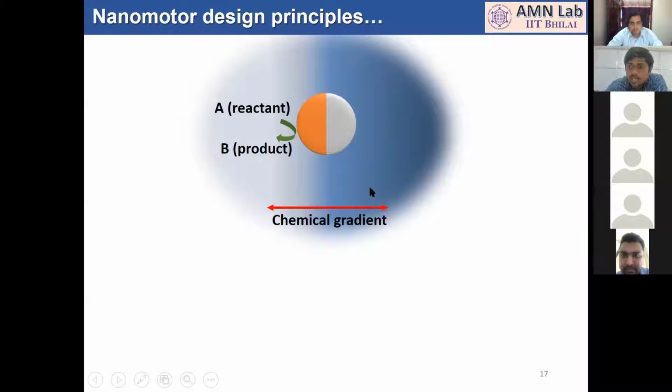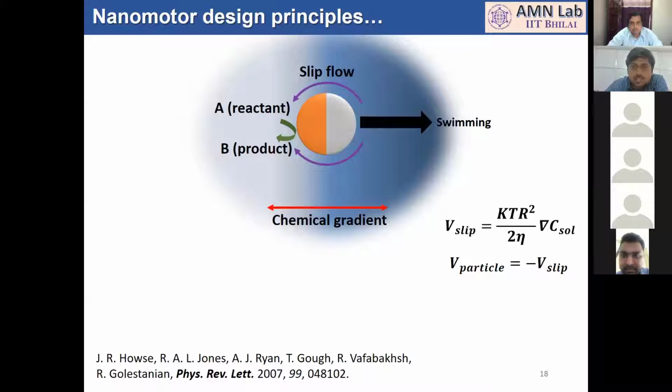When you have a chemical gradient, then this is very basic physics: fluid flows will start around the particle. This is called the diffusiophoretic phenomenon. Out of diffusiophoresis, basically to bring the chemical equilibrium back, the fluid flows start around the particle. And the moment the fluid flows start, following the momentum conservation law, these fluid flows push the particle back in this direction, and the particle starts to swim in this direction.